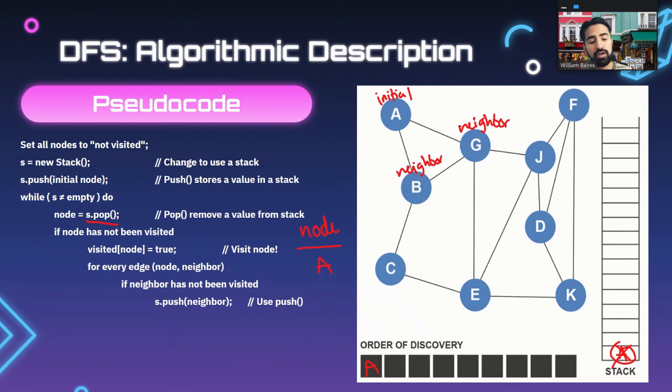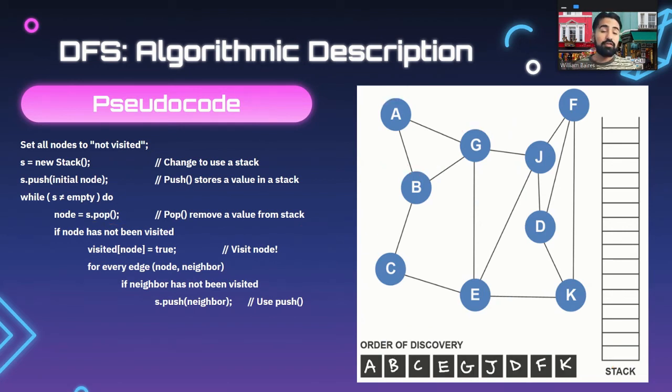Go ahead and give it a try on your own. Just make sure you're following those reverse alphabetical pushes so you get that same order of discovery as I do on the next slide. So here's that solution if you follow that reverse order pushing. If you followed a different order, then you probably got a different answer.